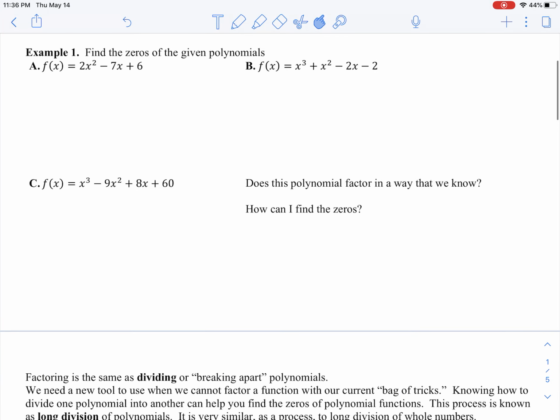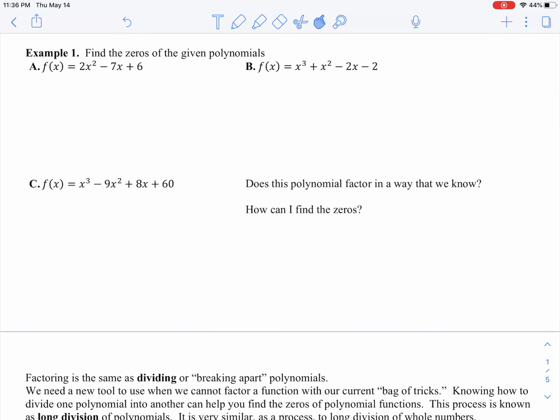Before we start with our long division, we're going to quickly review how we find the zeros of a polynomial. And remember that when we're finding zeros of the polynomial, the number of zeros that we have depends upon what the power of the polynomial is. So on example A, we have an x squared. That means we're going to have two zeros.